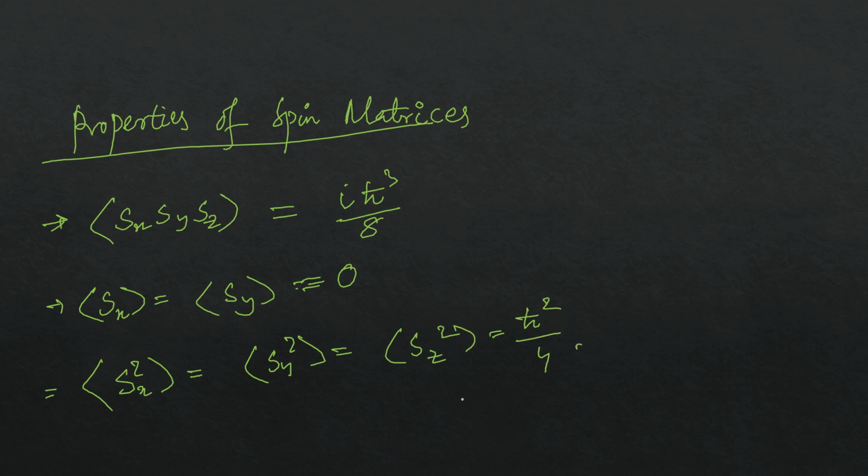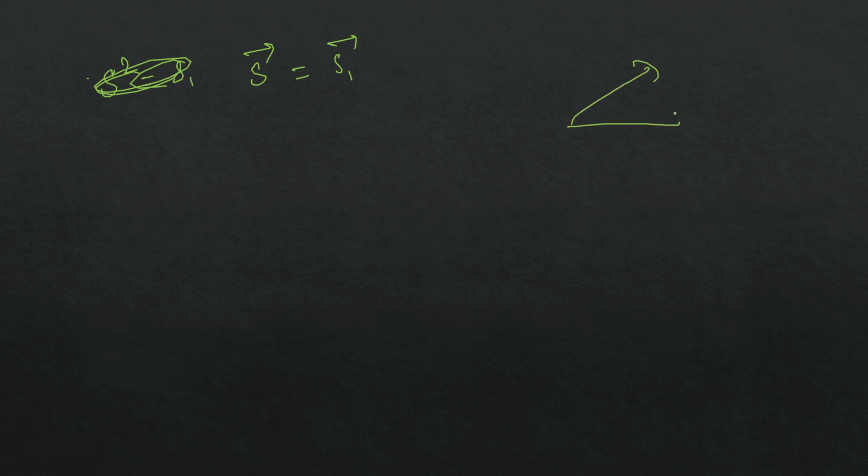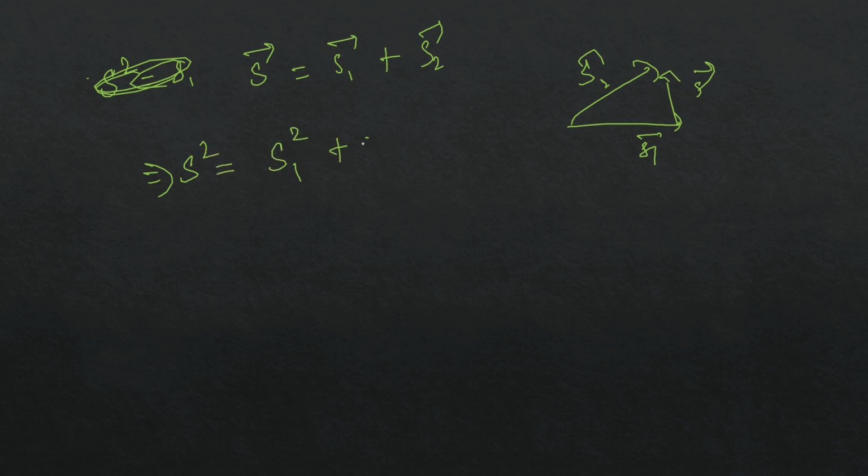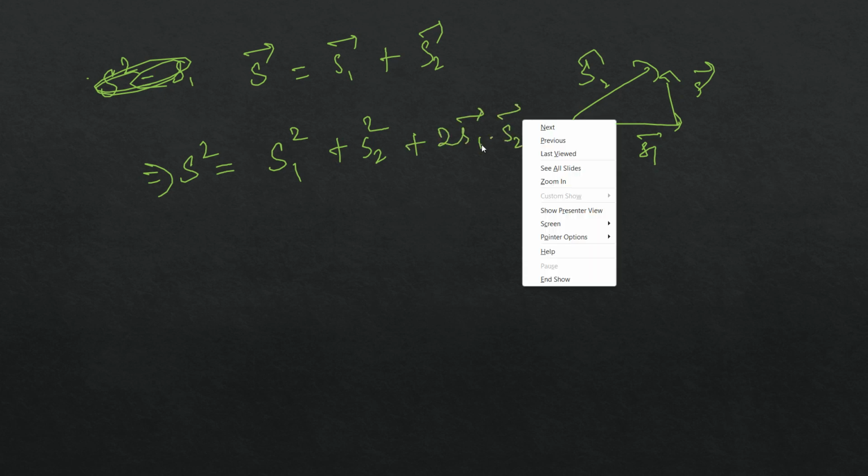You must be worried about how to remember all these things. You will automatically remember them. Now, S square is how much? S vector is s1 plus s2. For example, there are two spin vectors s1, s2, and the resultant is s. So S vector is s1 vector plus s2 vector, so s square is s1 square plus s2 square plus 2 s1 dot s2, right?